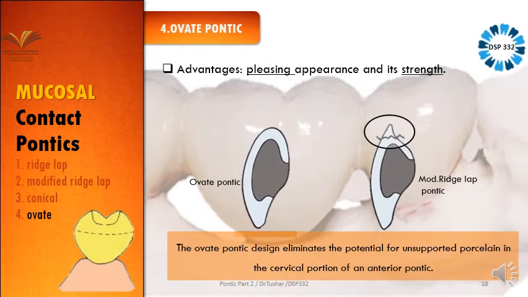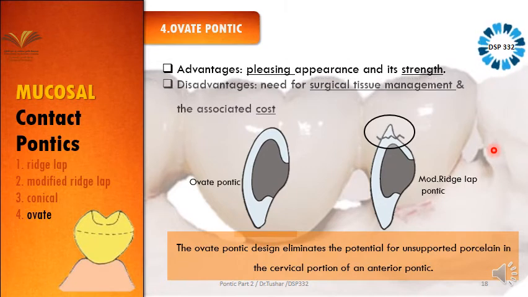What are the advantages of the ovate pontic? It has the most pleasing appearance, and it also has strength. In a modified ridge lap, if you observe here, this is an unsupported structure, so in the long run, because of pressure, it might fracture. That type of problem doesn't exist with the ovate type of pontic. So it has a pleasing appearance as well as a good amount of strength.